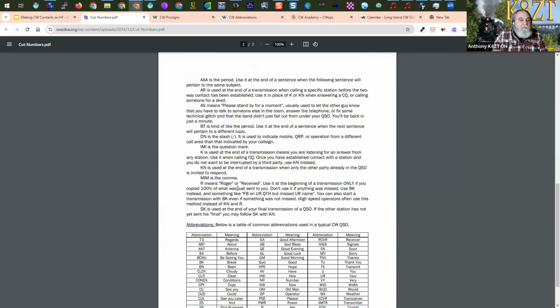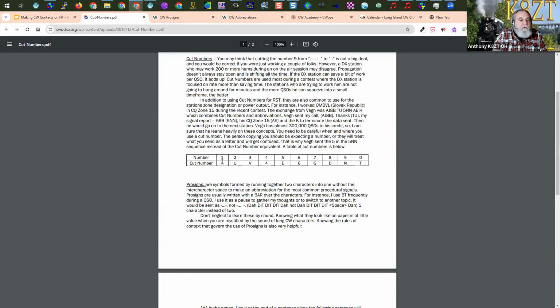So you can actually abbreviate a number by using a letter. The ones that are most commonly used are the letter A for 1, the letter N for 9, and the letter T for 0. The other ones are not commonly used, although I'm seeing more and more people use the E for 5. So instead of sending 599, they'll send ENN.